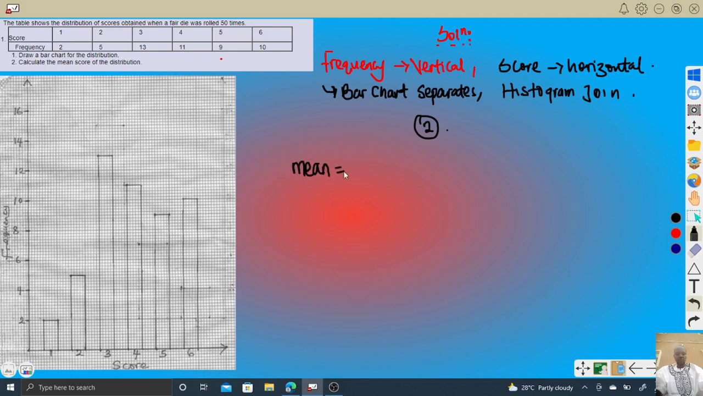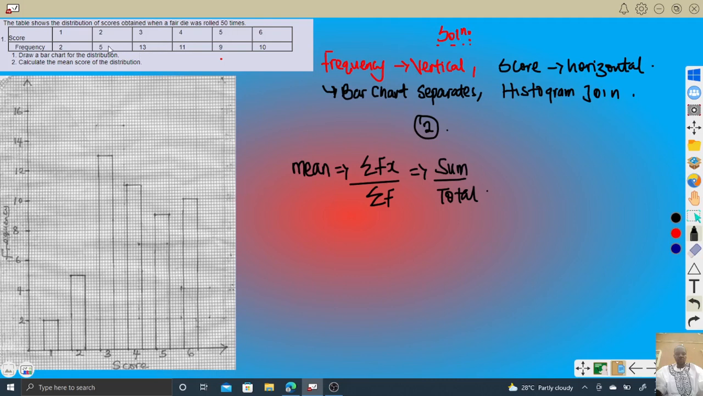I know this is also very simple. Mean is summation fx over summation f, which I always write as sum of numbers over the total number. So the sum of the numbers by the total number, we just need to be careful about it. I don't think this one should give us any problem. So let's get the sum of all these numbers.